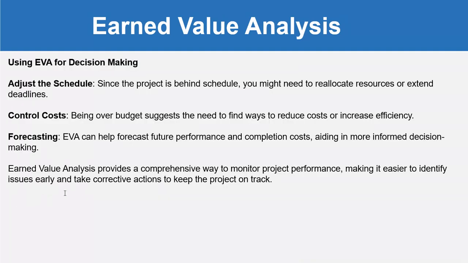So friend, that means you have to adjust the schedule. Since the project is behind schedule, you might need to reallocate resources or extend deadlines. Cost control means being over budget suggests the need to find ways to reduce cost or increase efficiency. Forecasting means EVA can help forecast future performance and completion cost, aiding in more informed decision making.